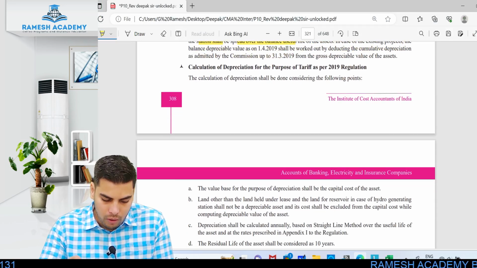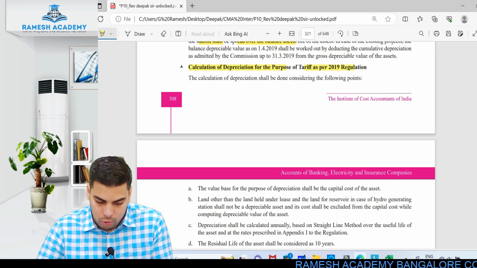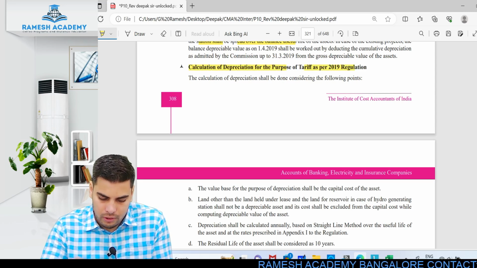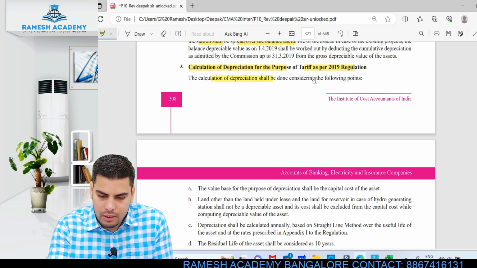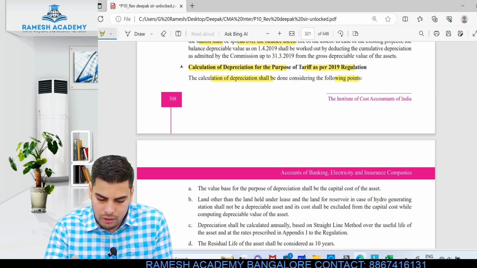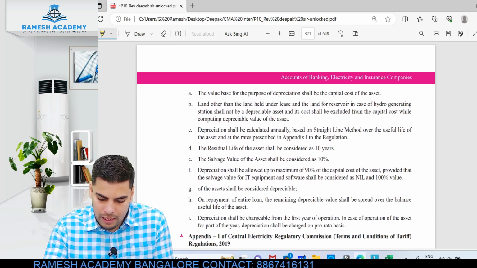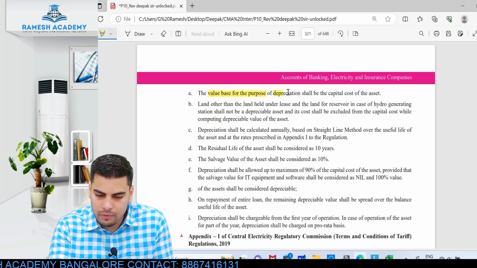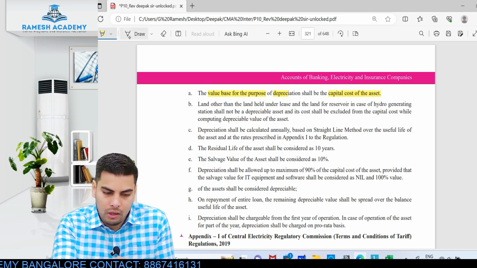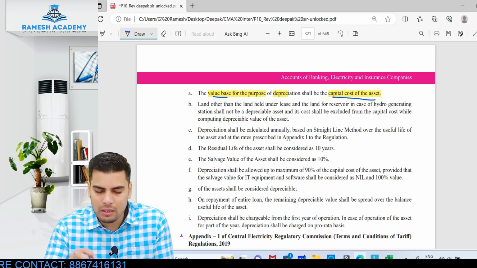Okay, so then they have given you how exactly we are supposed to calculate this particular depreciation for the purpose of tariff as per this 2019 regulation. Okay, so let's just look into this. Calculation of depreciation shall be done considering the following points. So how exactly are we supposed to calculate this particular depreciation? These are the points we'll have to remember for the purpose of calculating depreciation. The first thing is the value base for the purpose of depreciation shall be the capital cost of the asset. So the base value shall be what? Shall be the capital cost of the asset, whatever is the cost of the asset.